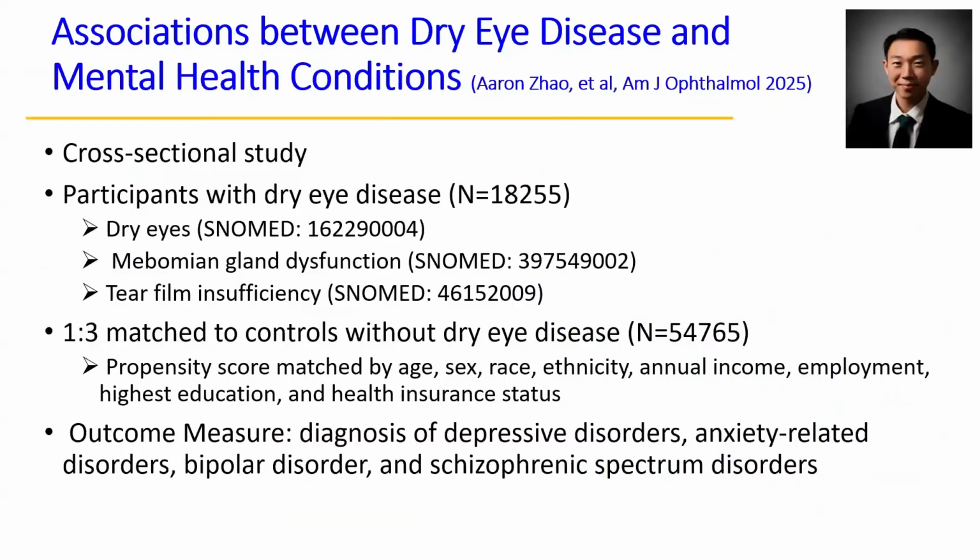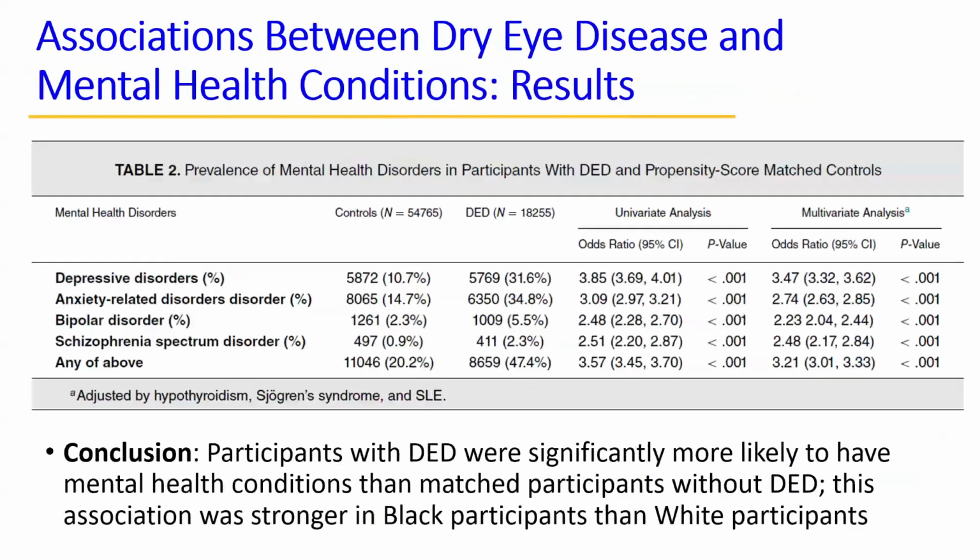In the model, we also adjust for a few comorbidities. So we look at all the different mental health outcomes, and in these results, you can see the patients who have dry eye have almost 3 times higher risk of any mental health condition. For the specific mental health conditions, you can see the odds ratios are above 2 or 3. So this indicates the patients who have dry eye are more likely to have a higher risk of different mental health conditions. And interestingly, we also found Black patients who have dry eye have a higher association than White patients. I did not show all the detailed results.